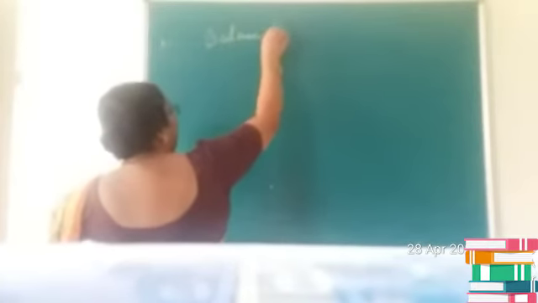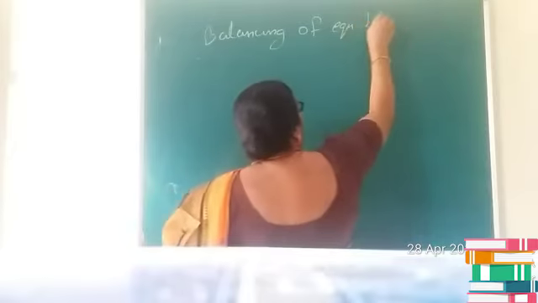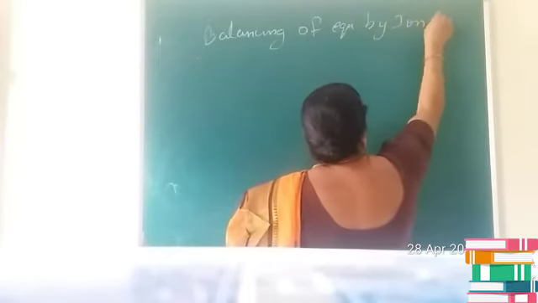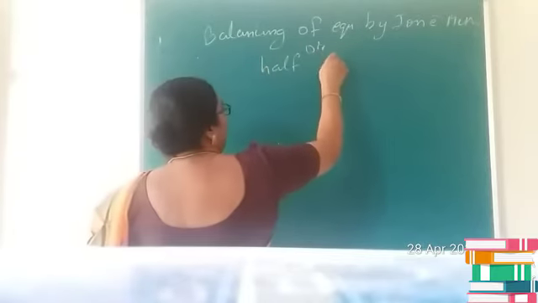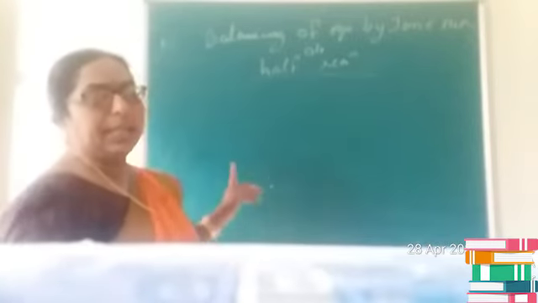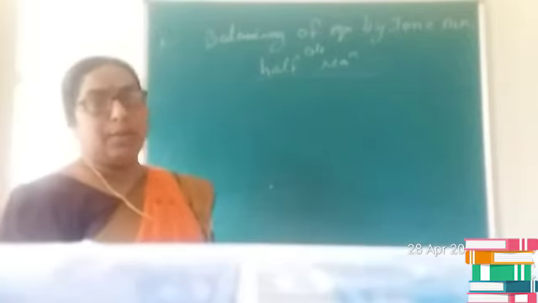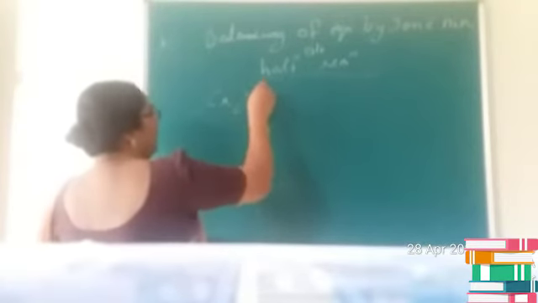So we are going to study balancing of chemical equations by the ion-electron method, or we can call it the half reaction method. Since we are going to balance ionic equations, that is why it's termed the ion-electron method. We are also going to divide that equation in the form of oxidation and reduction, so it is termed the half reaction method. Let me explain it with the help of an example.